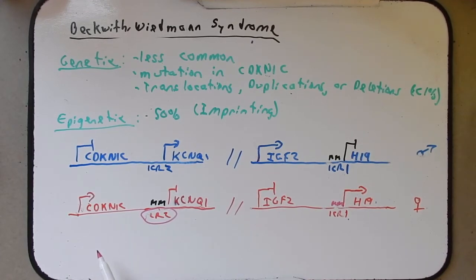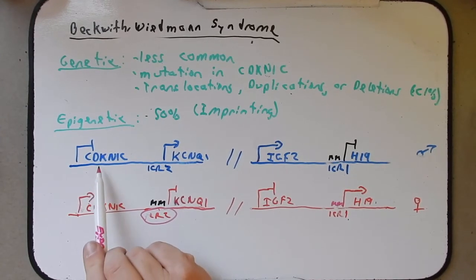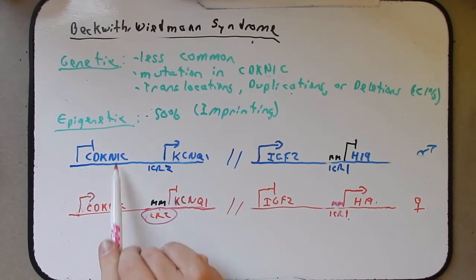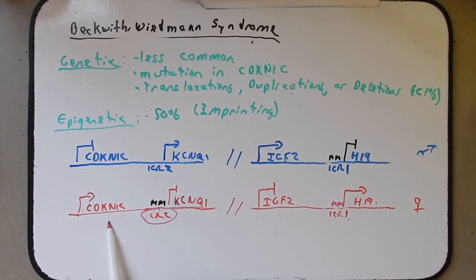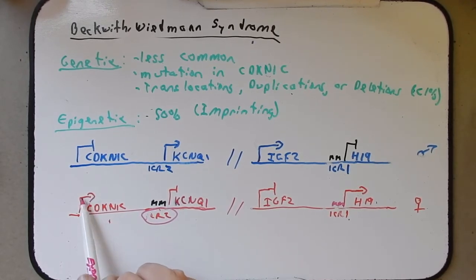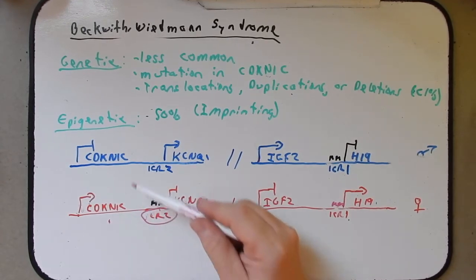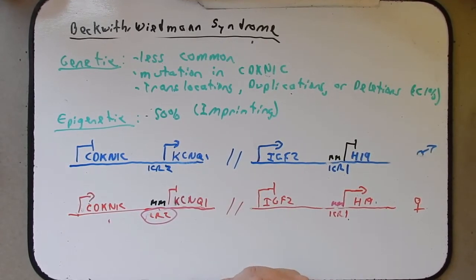CDKN1C, when not expressed, will produce more growth. So in this case, the paternal copy doesn't want to express it, because by not expressing it, increased growth would occur. The maternal copy, again, wants to reduce growth. And so it makes sense that the CDKN1C is expressed. These two balance each other to produce a more average-sized progeny.